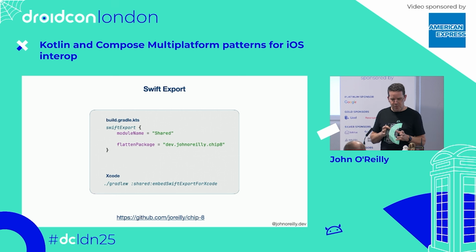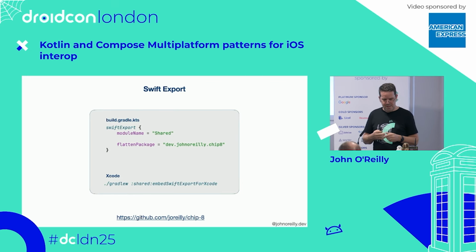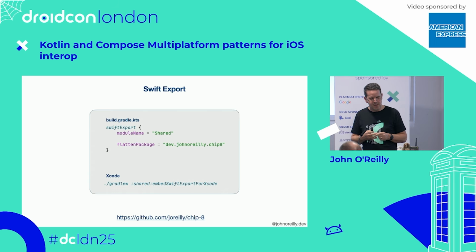By the way, I've started trying out Swift export in the Chip 8 sample I have, and just a few excerpts of some of the changes needed. We have a new Swift export section in the Gradle build, and new embed Swift export for Xcode Gradle task invoked from an Xcode run script.